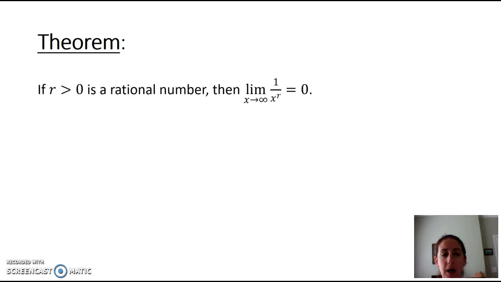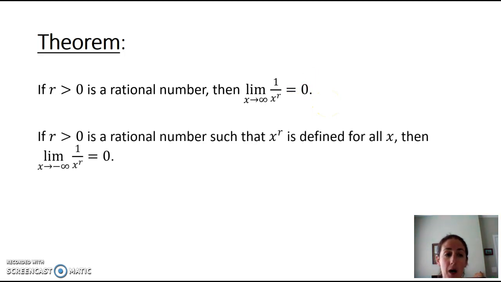If r is a positive rational number, remember rational numbers are numbers that can be written as a fraction, integer over integer, then it turns out the limit as x approaches infinity of 1 over x to the r is 0. In other words, when you take 1 and divide it by a really big number, you get a really small number. So small that it's eventually going to go off towards 0.